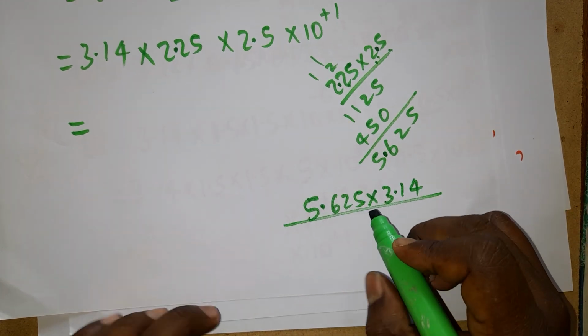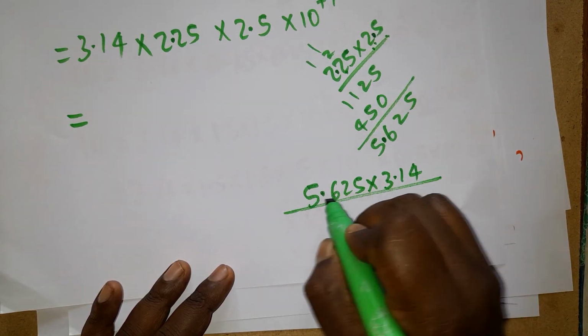So slowly this multiplication also you can do. First 4, then 1, then 3.